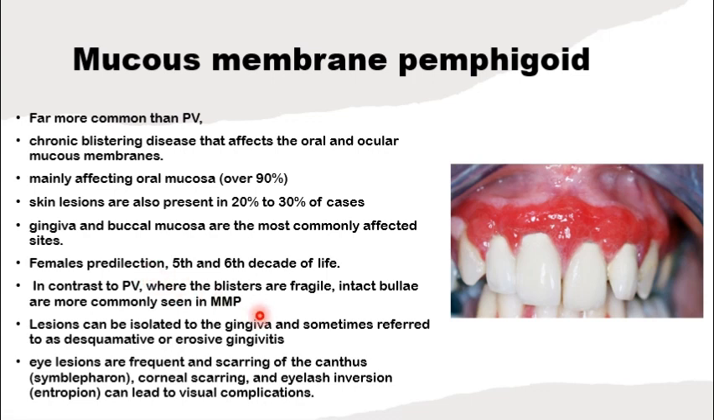The lesions are mainly on the gingiva, and sometimes they can have eye lesions as well, with frequent scarring of the canthus or the cornea or the eyelashes, giving rise to entropion, and can sometimes be complicated by visual problems.